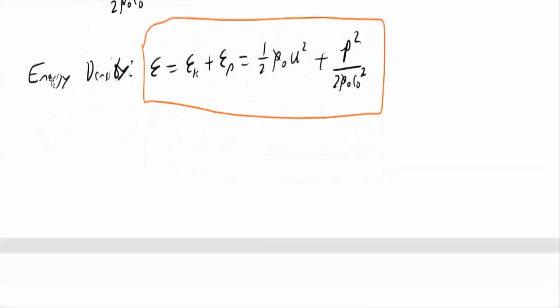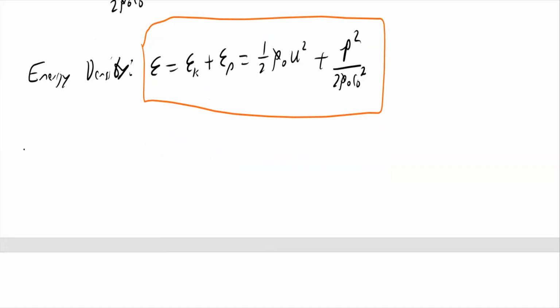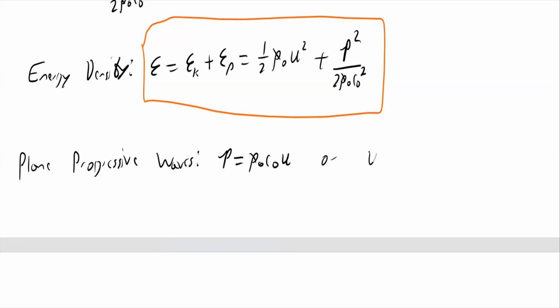Now, we often like to consider plane progressive waves because they're easier to work with. If we do so, we obtain a unique result. If you recall, the relationship between pressure and particle velocity for a plane progressive wave is P is equal to rho naught c naught U. Or we have that U is equal to P over rho naught c naught.